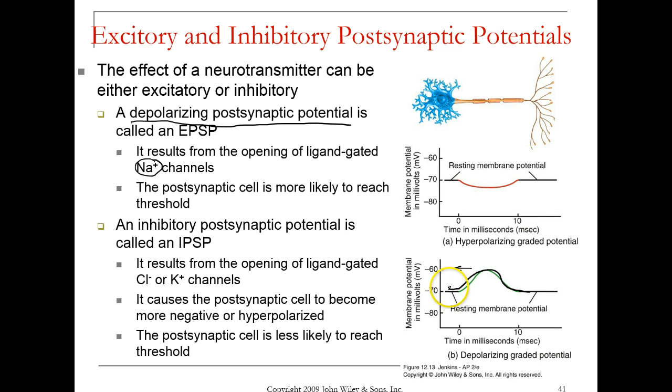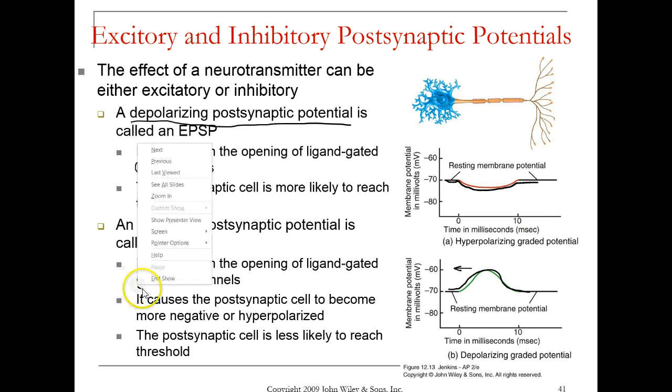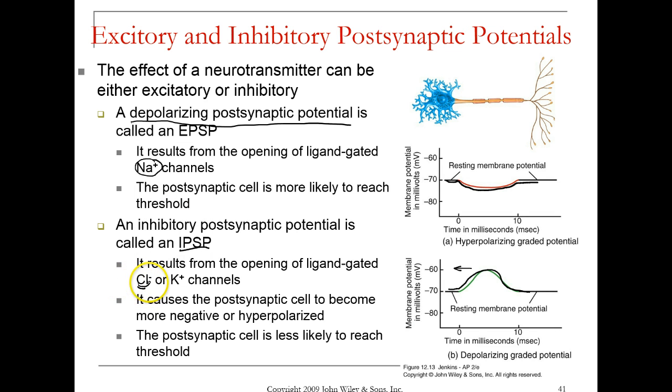But you can also have an inhibitory postsynaptic potential, also known as an IPSP. So this is going to be hyperpolarizing. If you look up at the top graph, you can see that we start off at a resting membrane potential, then we hyperpolarize the membrane, and then it comes back to the resting membrane potential. This is going to result from the opening of two different types of gates, either a chloride channel or a potassium channel.